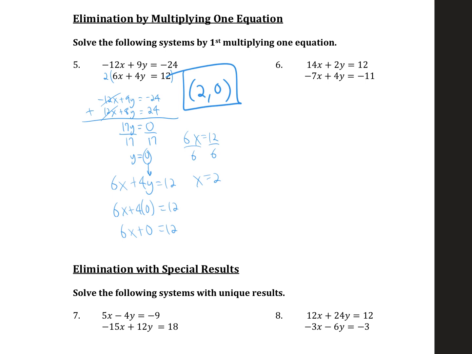All right, awesome. Why don't you guys do the same thing here for number 6, see if you can figure out what we're going to multiply by. Give it a try.